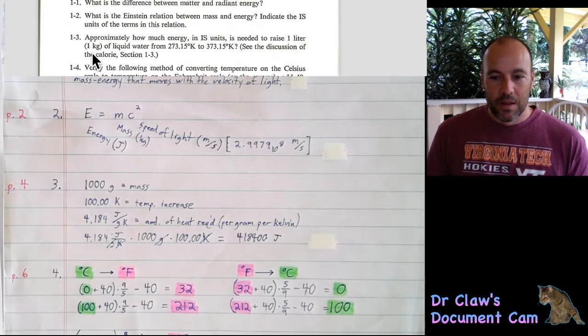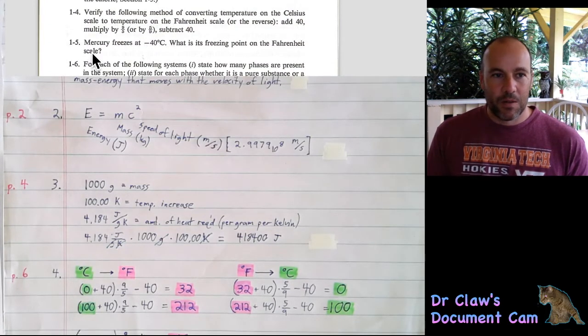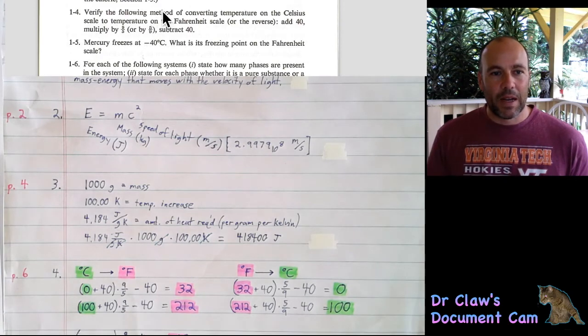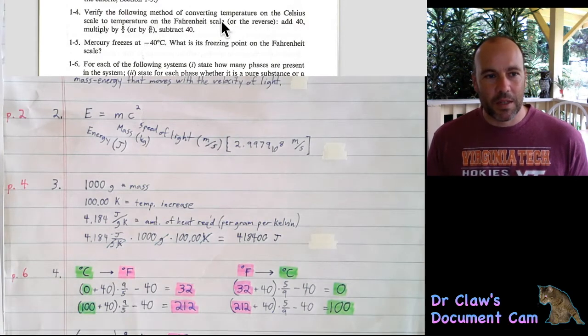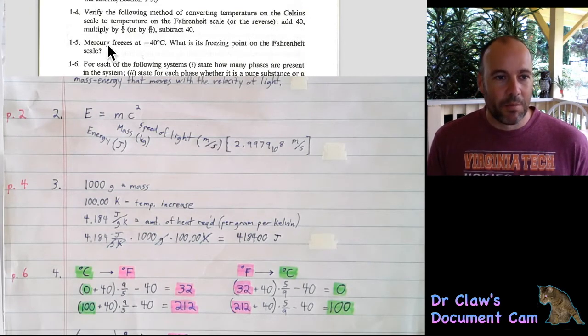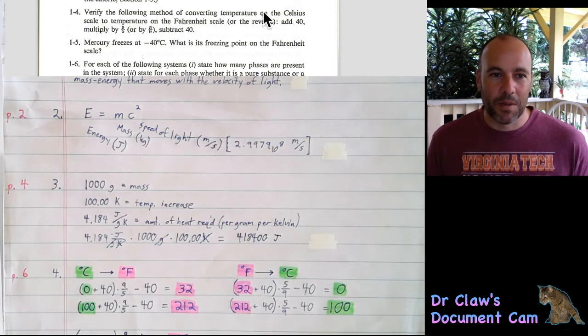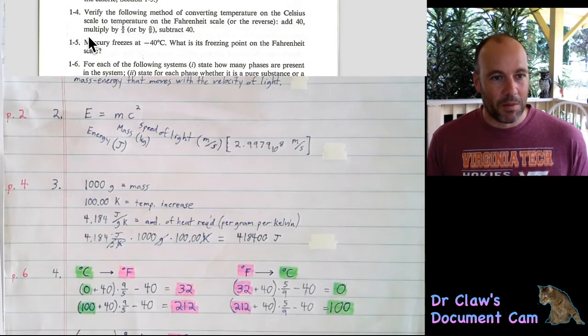All right. Number 4 asks to verify the following method for converting temperature on the Celsius scale to temperature on the Fahrenheit scale, or the reverse. You add 40, multiply by 9/5, and then you subtract 40. That's to go from Celsius to Fahrenheit. To go from Fahrenheit back to Celsius, you add 40, multiply by 5/9, then subtract 40.